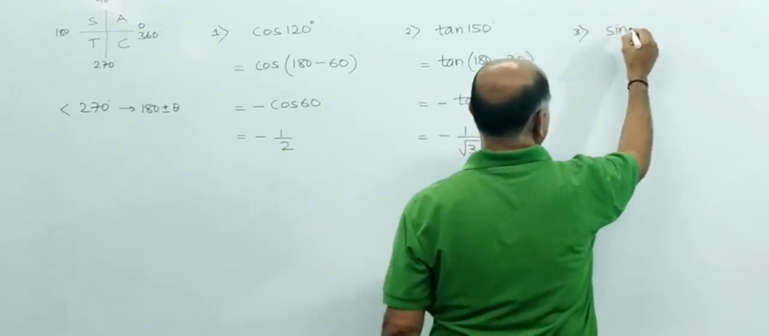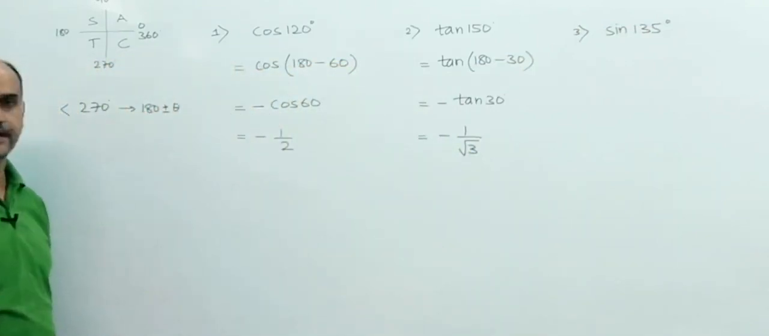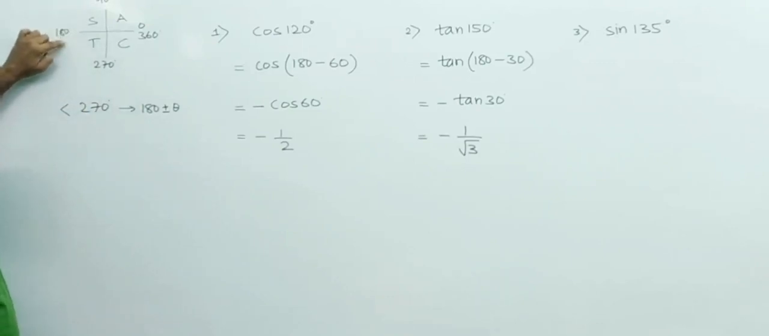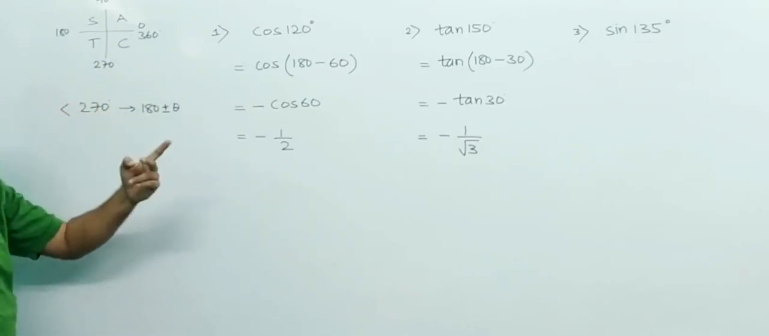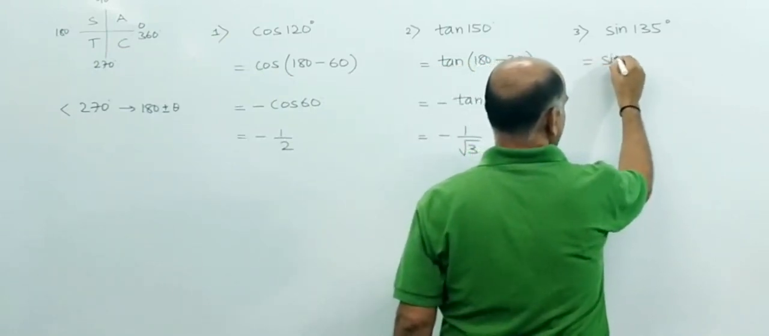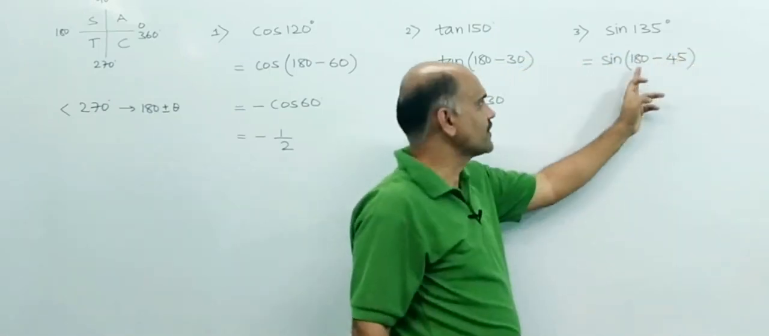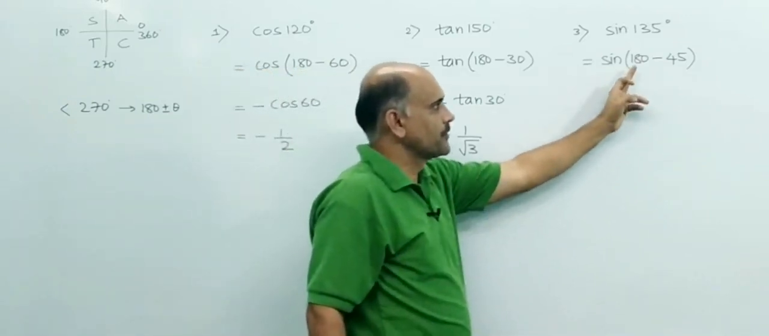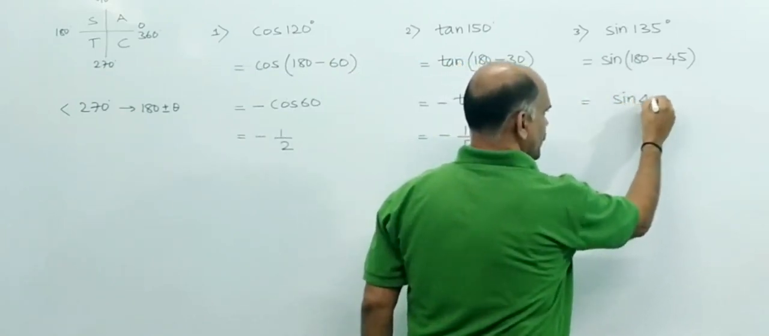sine 135 degree. Sine 135. So now again 135 is near to 180. So 135 is written as 180 minus, very good, 45. So this is sine 180 minus 45. So if you subtract 180 minus 45, you will get 135. Now again you leave this 180, so you will have sine 45.